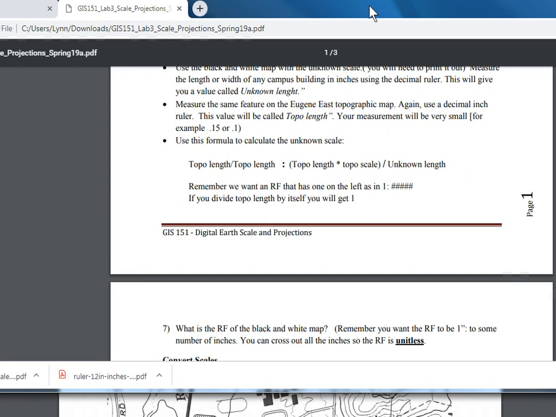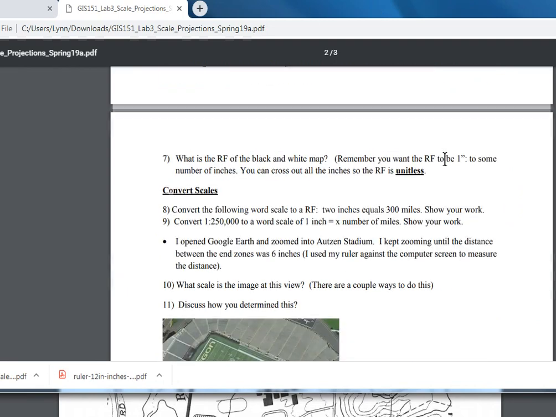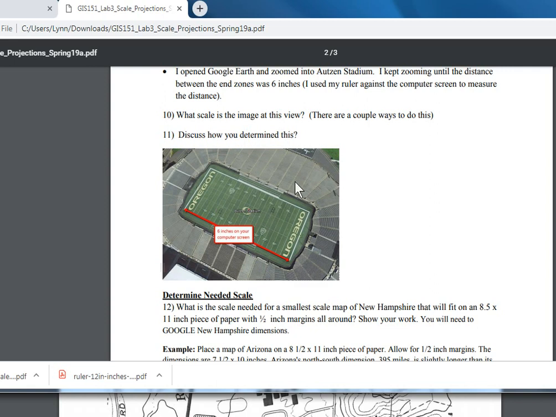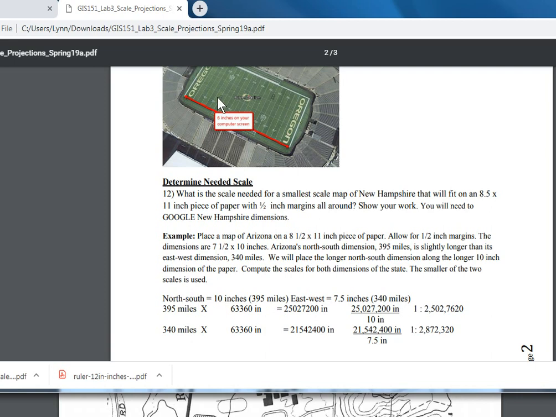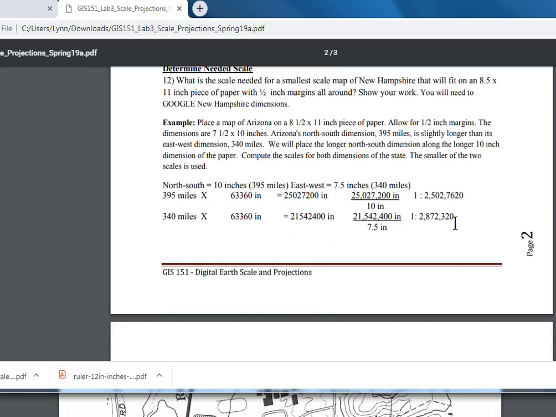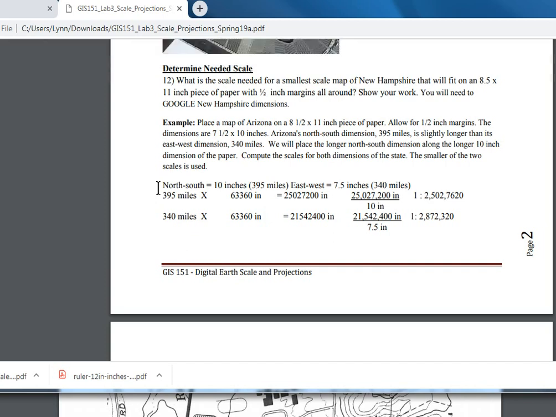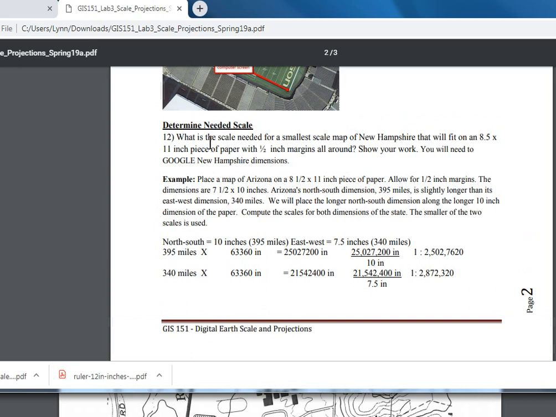Let's see, where are we? So that's the topographic length, that's the units. You're going to do a very similar thing, determining what the scale is of a Google Earth image when the stadium is 6 inches. And then this is directly the example used in the lecture, and you're going to recalculate that using New Hampshire. Remember, to get this right, I need to see both scales calculated, and then I need to see which scale you would actually use.